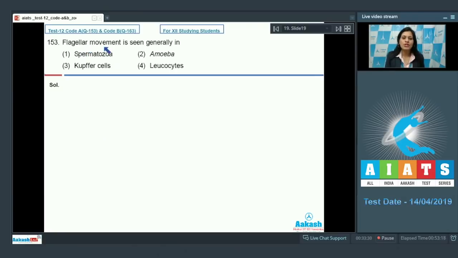Question number 153. Flagellar movement is seen generally in, and the options are spermatozoa, amoeba, Kupffer cells and leukocytes. And the correct answer to this question is option number 1, spermatozoa, because human sperm or spermatozoa have flagella for locomotion and movement, whereas rest of the options like amoeba and leukocytes cannot be a correct answer because amoeba and leukocytes show pseudopodial movement. And last option, Kupffer cells, cannot be a correct answer because Kupffer cells are found in liver. These are tissue-specific macrophages and they exhibit phagocytosis by the formation of pseudopodia. And these cells do not exhibit flagellar movement. So the correct answer to this question is option number 1. Let's discuss our next question.